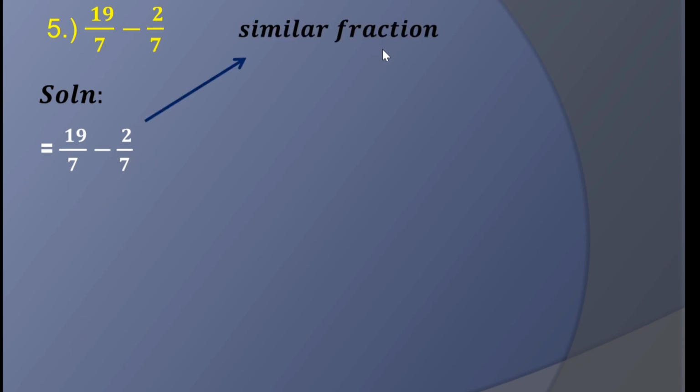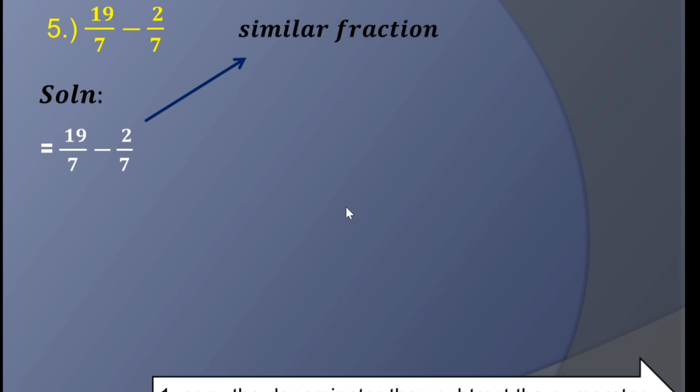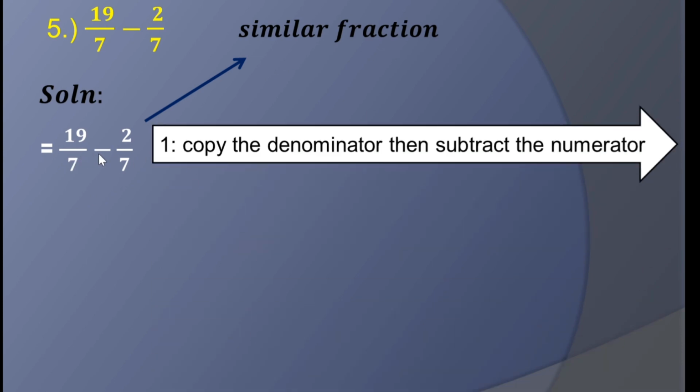Here, subtraction. So we have 19 over 7 minus 2 over 7. Denominators are the same, so we have similar fractions. The same as the process before, just the change is the operation. So copy the denominator, then subtract the numerators. So retain 7, 19 minus 2. Then after that, that is 17 over 7.